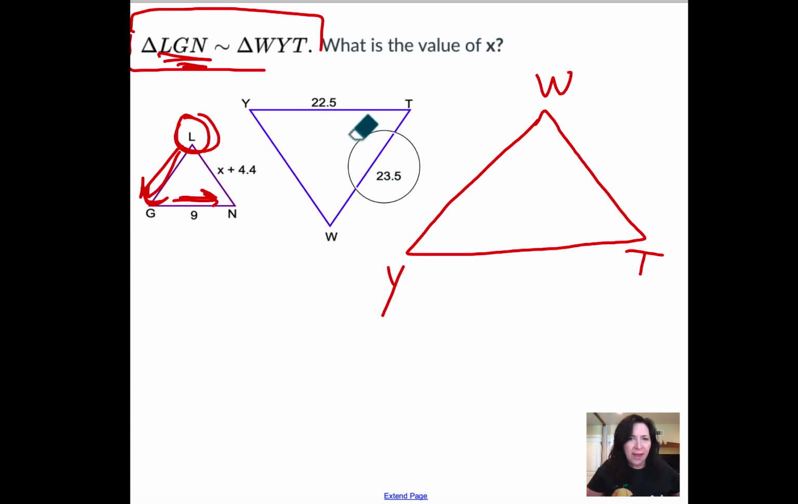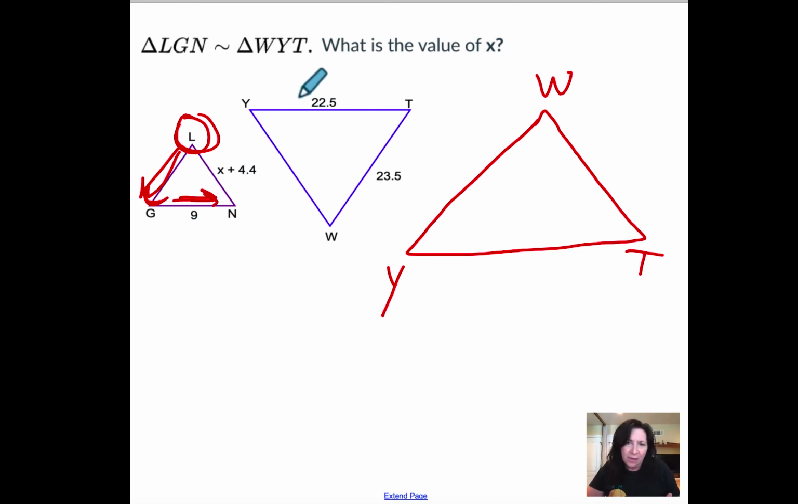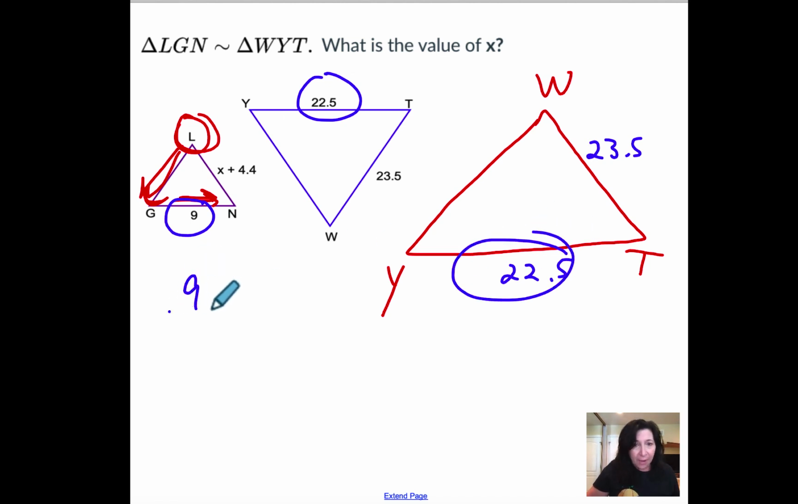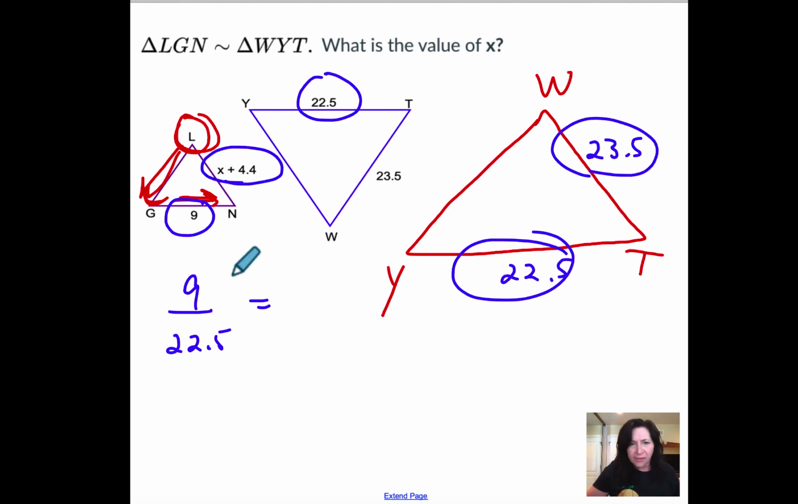And so now that we do that, we know all of our angles line up, and we know that YT is this value. We already know that's flat. But WT is here, and that's going to be 23.5. So you just have to make sure, because when I'm creating my scale factor, which is 9 to 22.5, by the way, and setting that equal to this side is to this side, I've got x plus 4.4 over 23.5.